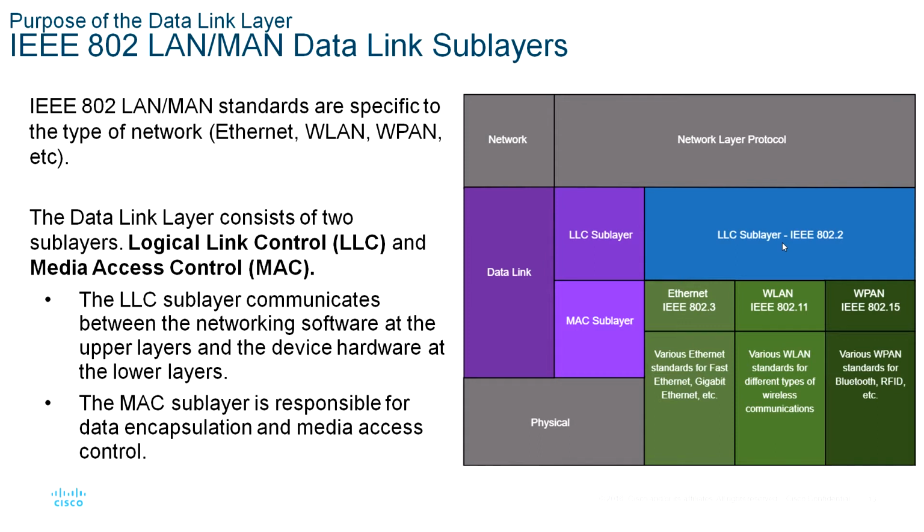In the data link layer, there are two sublayers, the LLC sublayer and the MAC sublayer. The LLC sublayer only supports logical link control, IEEE 802.2. And coming to the MAC sublayer, Ethernet IEEE 802.3, IEEE 802.11, IEEE 802.15.